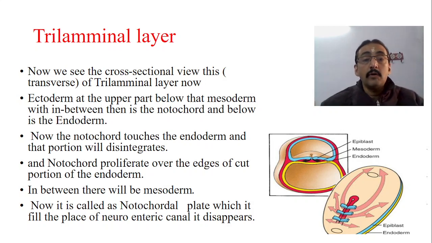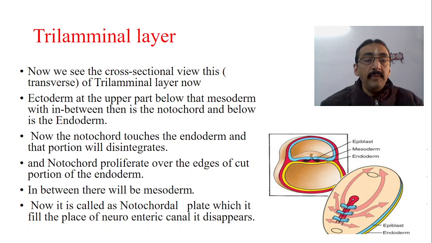Now the notochord touches the endoderm, and that portion will disintegrate. In the further development, the area where the notochord touches the endoderm will undergo disintegration, and the notochord will proliferate over the edges of the cut portion of the endoderm. In between there will be mesoderm, as shown.